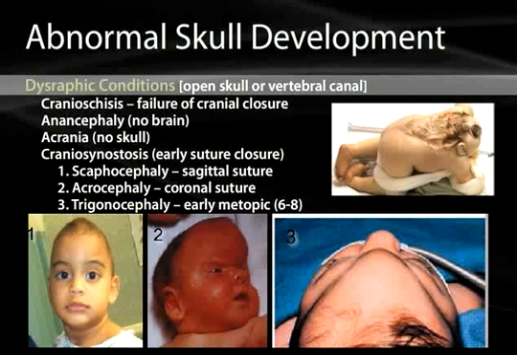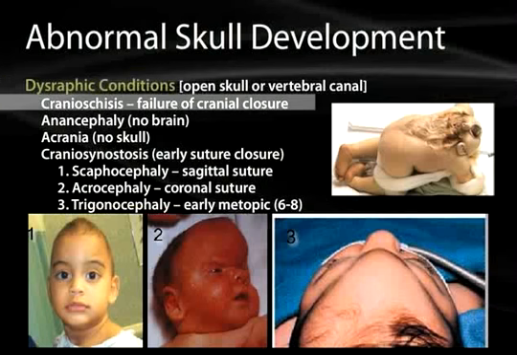Looking at abnormal skull development, you have the dysraphic conditions, which are a whole subset of closure problems of the vertebral canal. Here we can see cranioschisis, which is a failure of the cranial closure. Remember, we said earlier that schisis tends to be a very bad outcome, and they tend to be the worst of the formative problems.